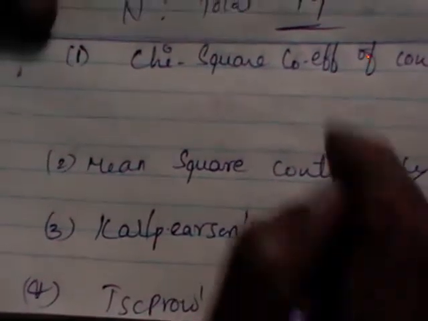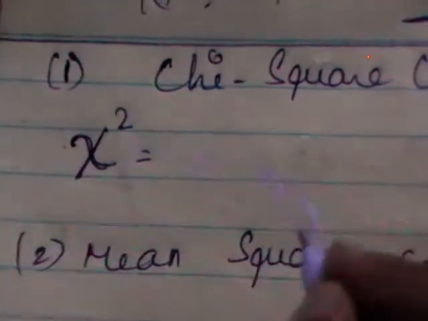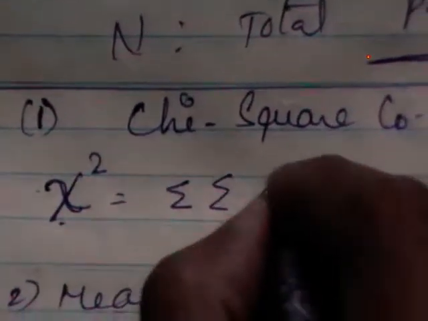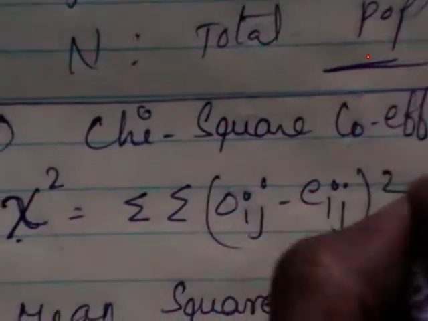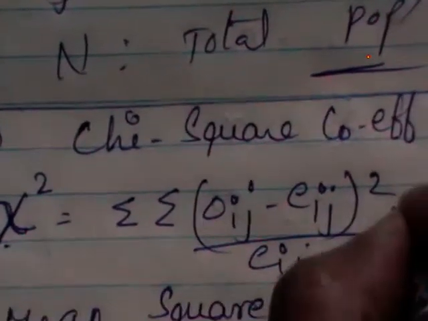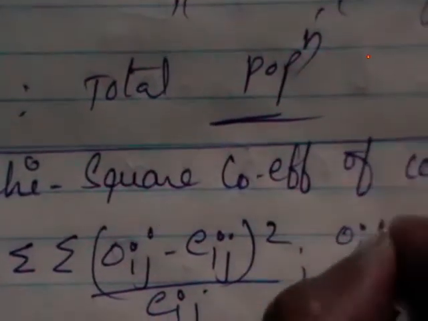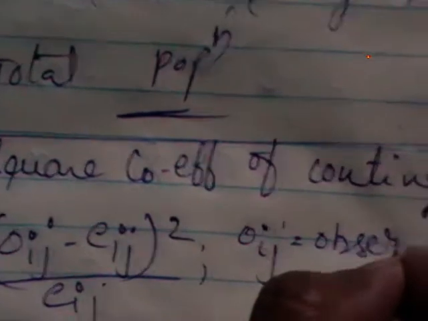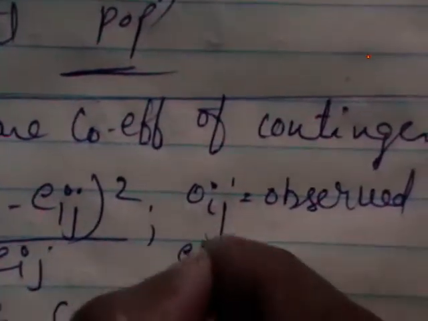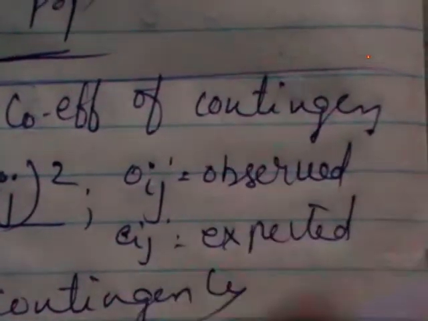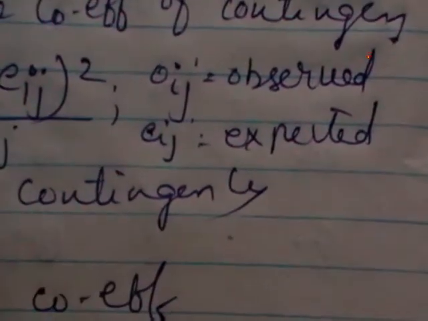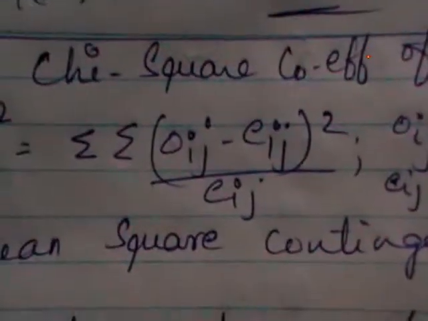Let us write the formulas for this. Chi-square coefficient we indicate with this symbol for chi-square. We write chi-square is equal to double summation of Oij minus Eij whole square by Eij, where Oij are called the observed frequencies, Eij are called the expected frequencies. Let us discuss this while doing the problem. Just try to write down the definitions first.